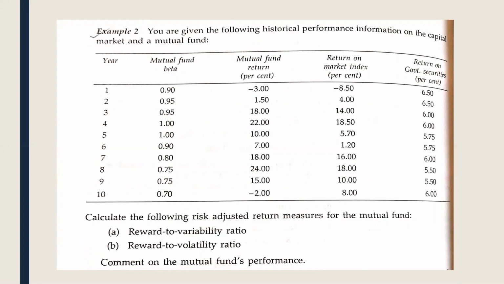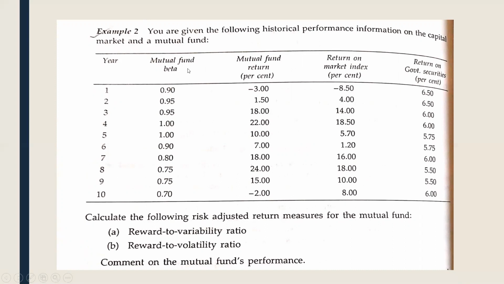And the return on government securities has been given in the question. The return on government securities is your risk-free rate of return. Calculate the reward to variability ratio and reward to volatility ratio, which means Sharpe's ratio and Treynor's ratio. And we need to comment on the mutual fund's performance. So let's begin by calculating the average of all these columns. How do we calculate the average?